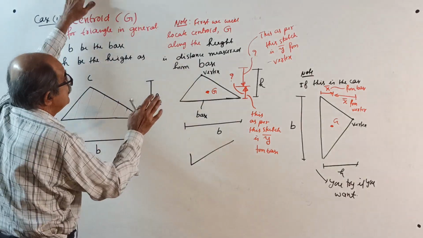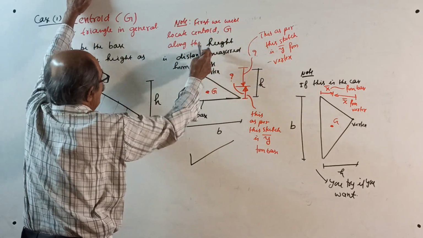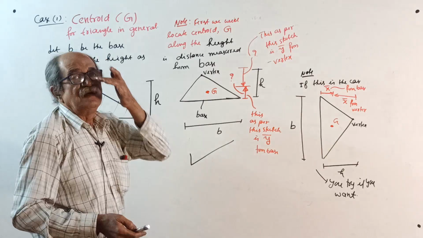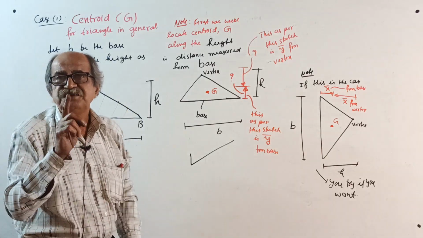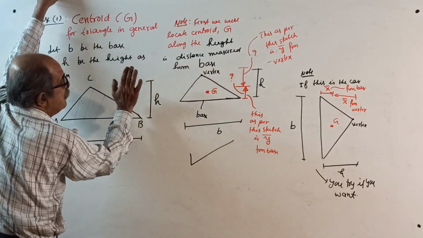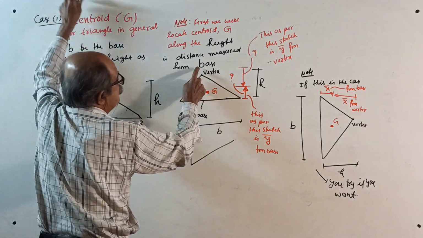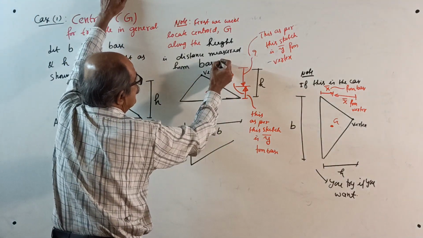Later remember, I will explain. Now note, first we will locate the centroid G along the height. The derivation is for centroid G along the height. Along the height means distance measured from either the base or the vertex.